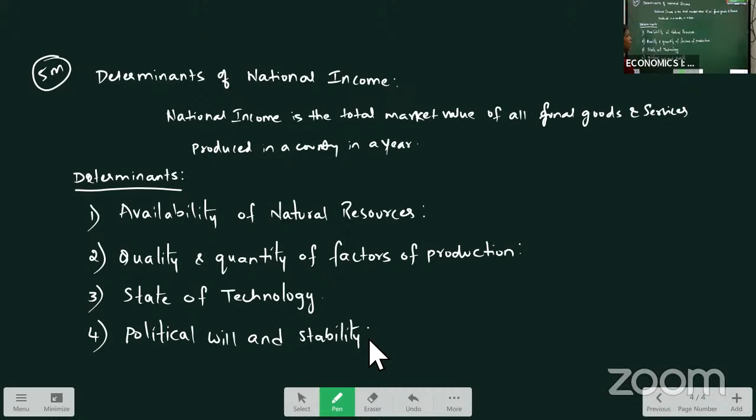So what do you mean by national income? It is the total market value of all final goods and services produced in a country in a year. The determining factors are availability of natural resources, quality and quantity of factors of production, state of technology, political will and stability. So these are the factors that are determining the national income. And this is a compulsory question for 5 marks.